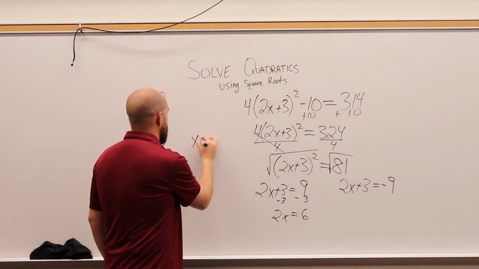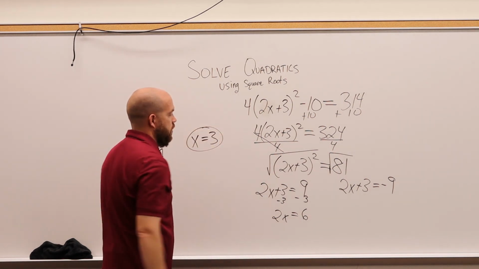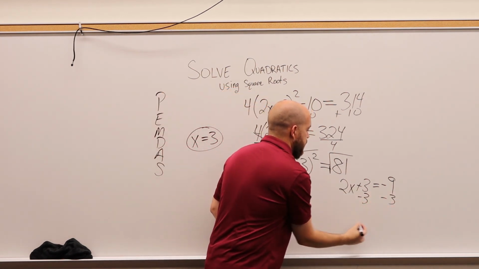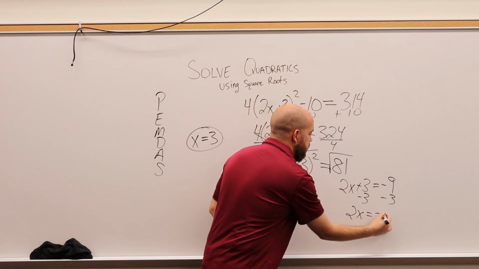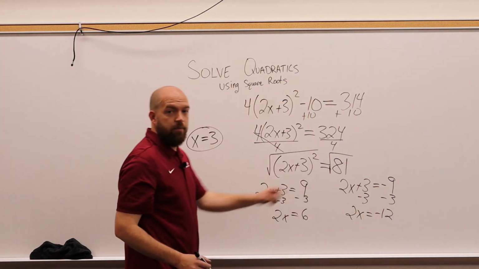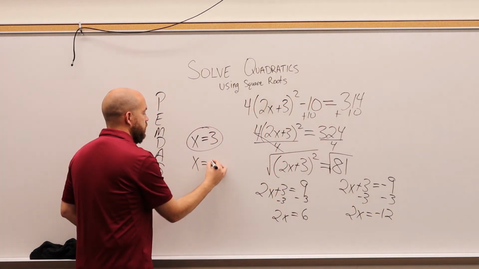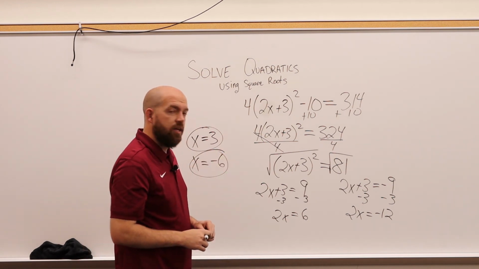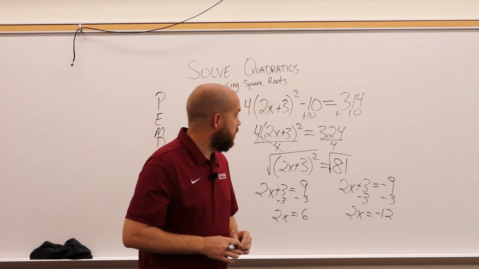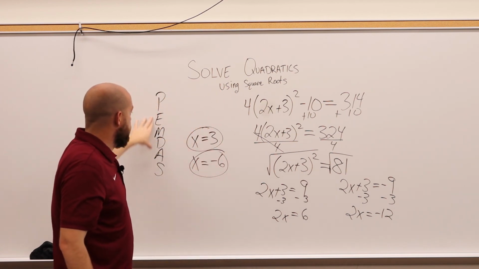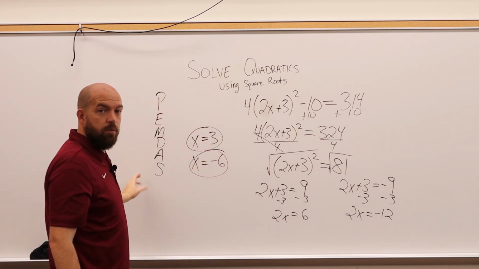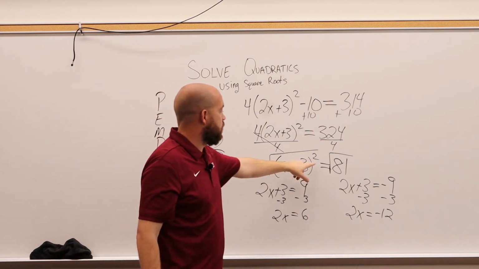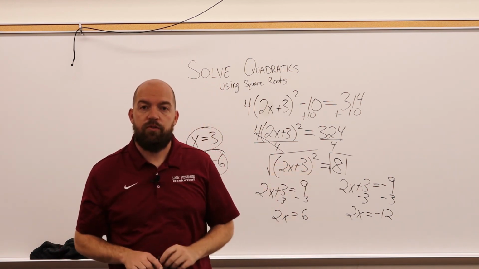I'm going to write it over here. x equals 3. There's one of my answers. This one, subtract the 3, and I get 2x equals negative 12. Divide by 2, and I get x equals negative 6. There's my other answer. Okay, you kind of get the pattern there. The big key is to make sure that I'm using PEMDAS, going backwards when I'm solving. Anytime I take the square root of a square, it always equals two different answers.